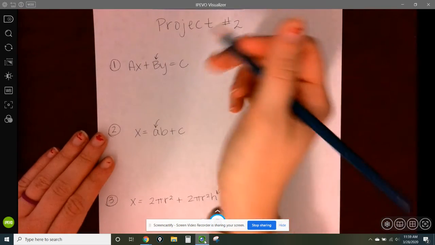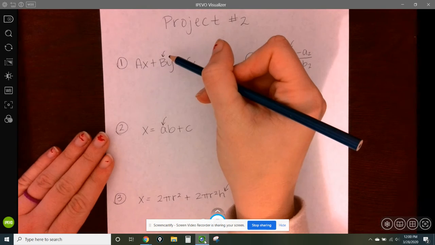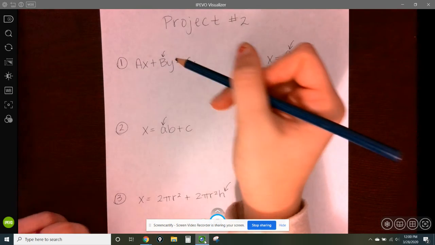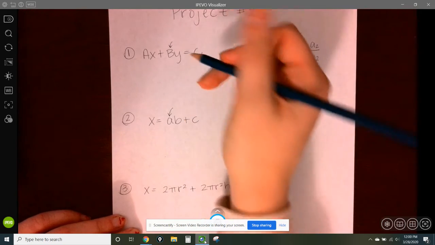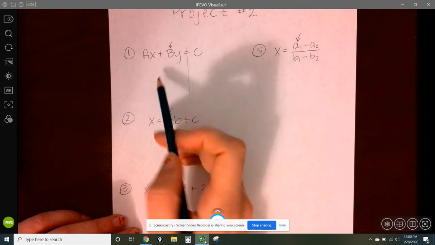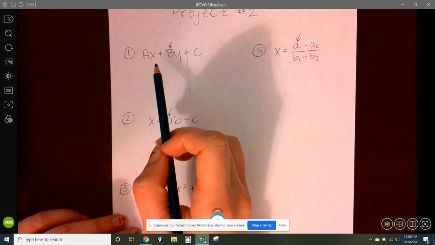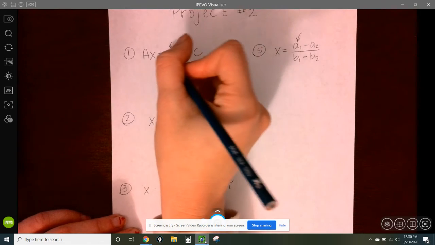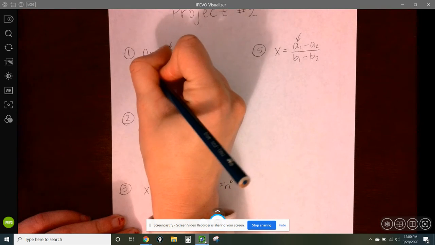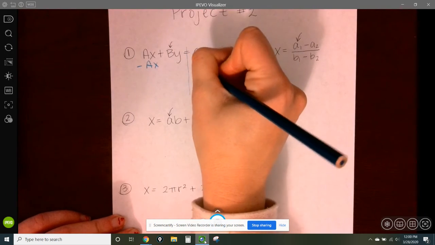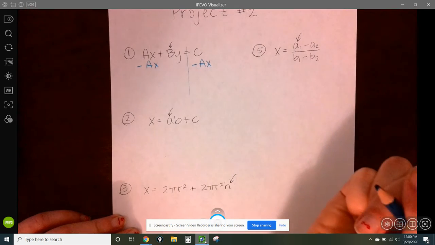So the first one, and I just put a little arrow next to which variable they wanted you to solve for. So on this one, they want you to solve for b. Remember, just like we did on the other project, you're just trying to move everything away from b. We want b all by itself. I'm going to start, we always do the addition or subtraction part first. I'm going to subtract this whole ax. You can subtract the whole thing at the same time.